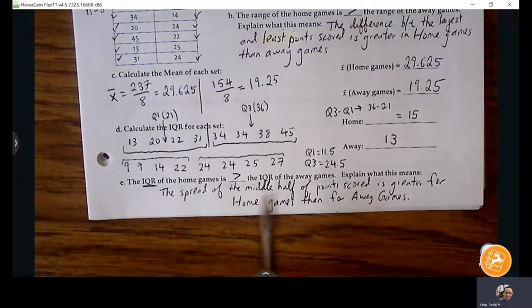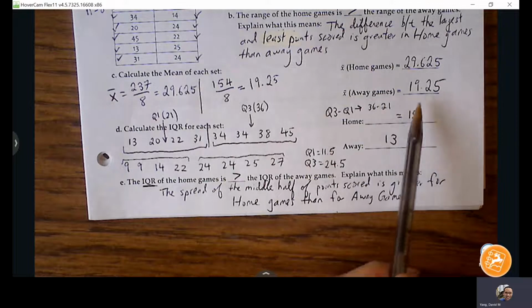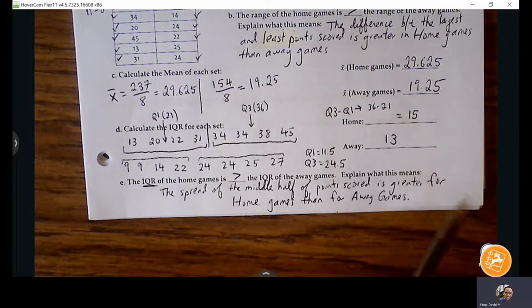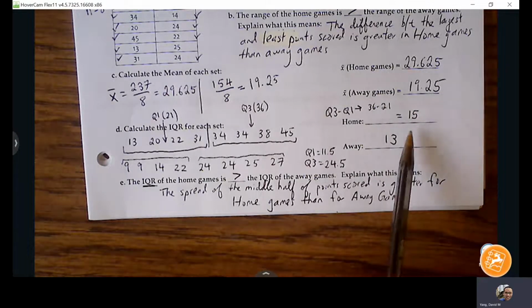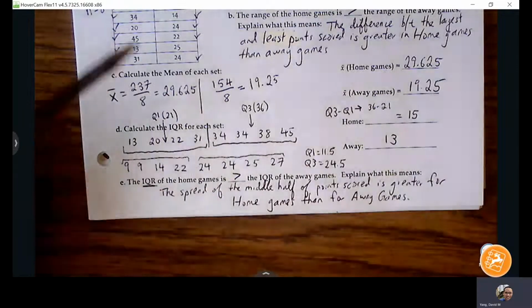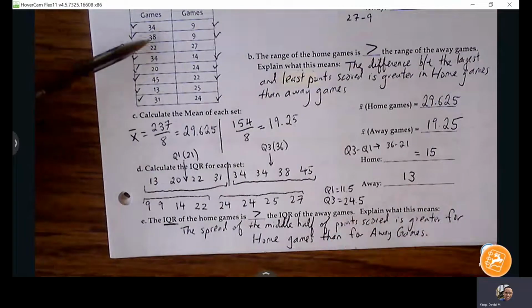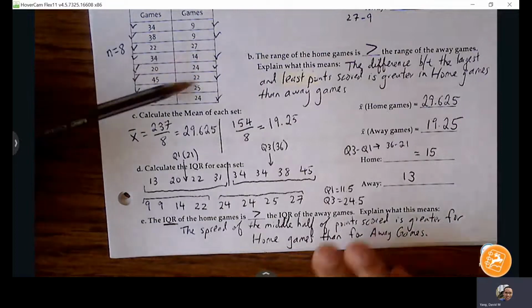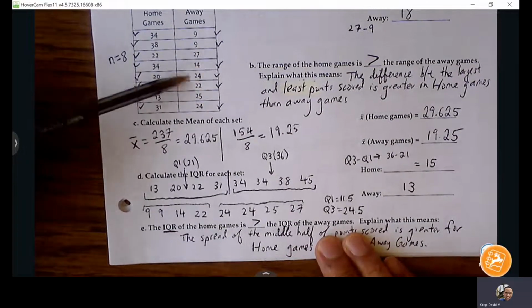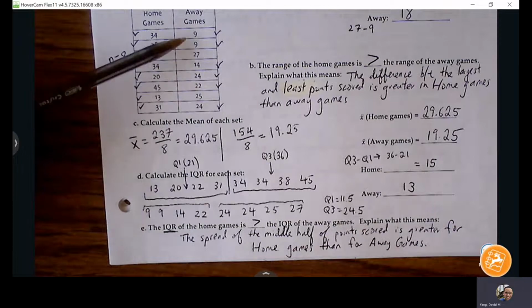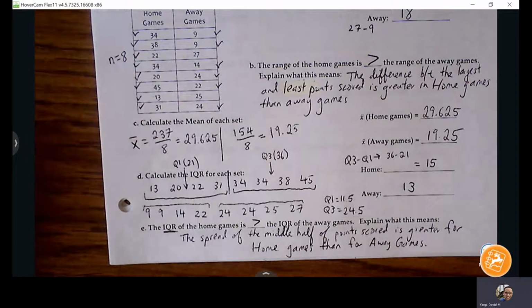Okay, the spread of the middle half of the points scored is greater for home games than it is for away games. So there's going to be a larger spread around the middle half of your points than there is for away games. So the away games are a little more clustered together than the home games.